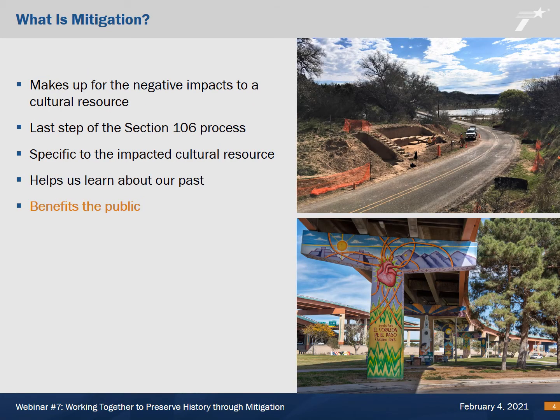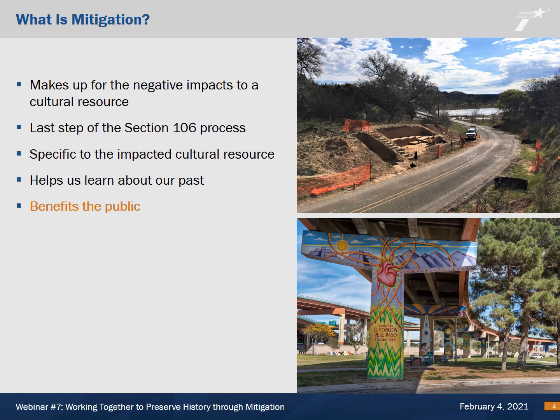The National Historic Preservation Act describes mitigation as a way for agencies to make up for unavoidable negative impacts that projects can have on cultural resources. Mitigation happens at the end of the Section 106 process, after TxDOT selects the best option that allows a project to move forward. Mitigation helps us preserve the history of the place, even if the place itself cannot be preserved.